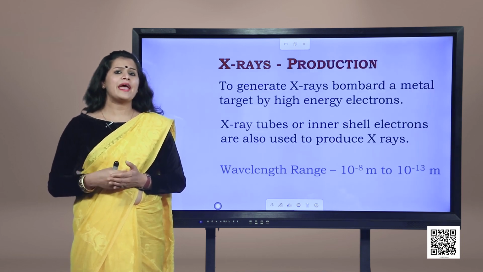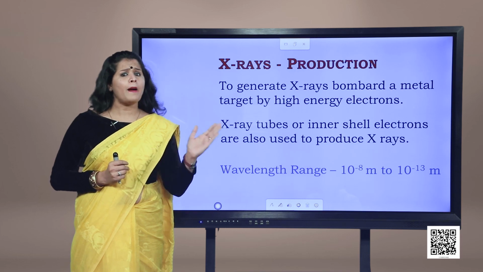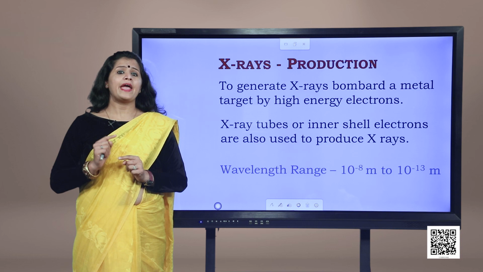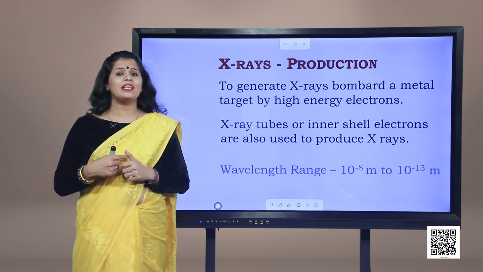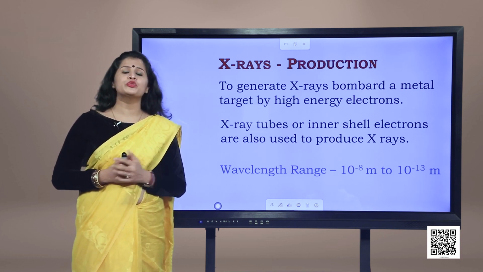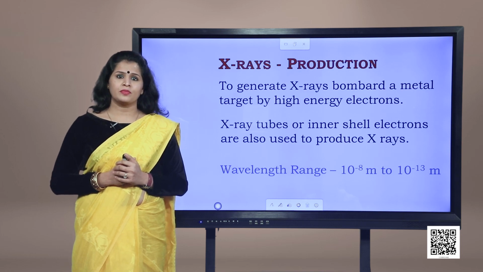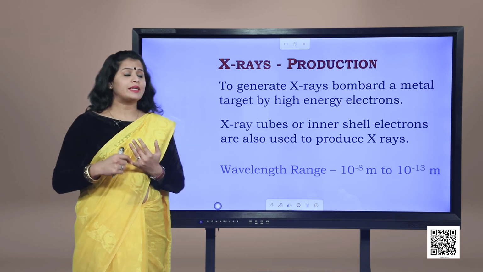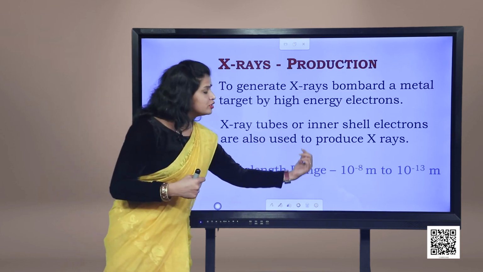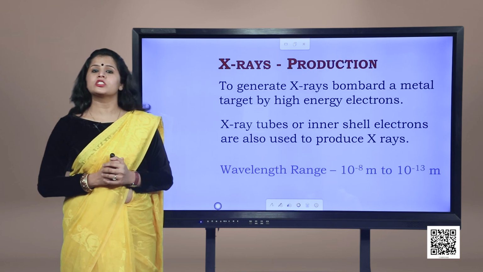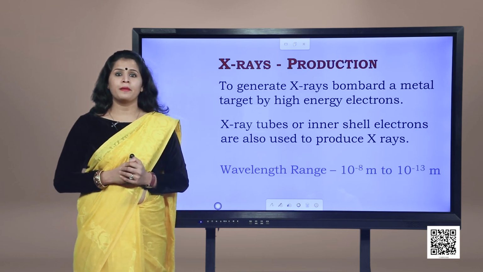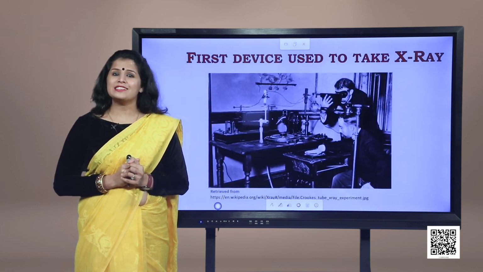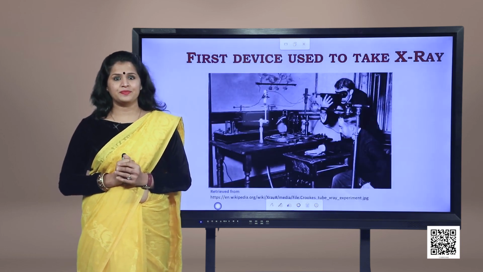To generate X-rays, bombard a metal target with high energy electrons. X-ray tubes or inner shell electrons are also used to produce X-rays. The wavelength range of X-rays lies between 10 raised to the power minus 8 to 10 raised to the power minus 13 meter. But how did the first X-ray machine look? Let's see that in the next slide.